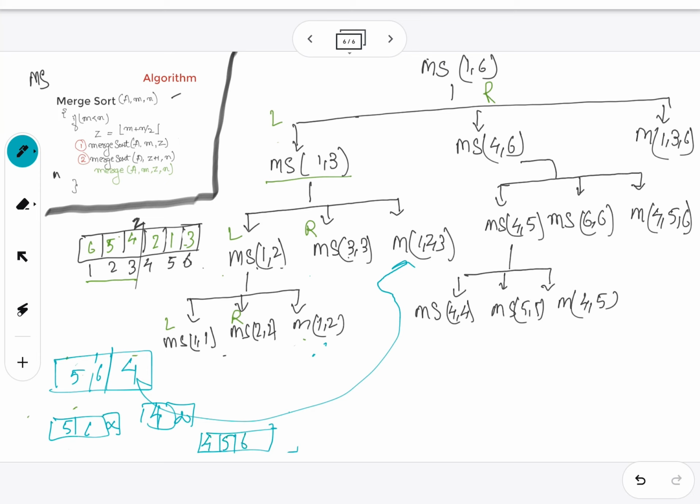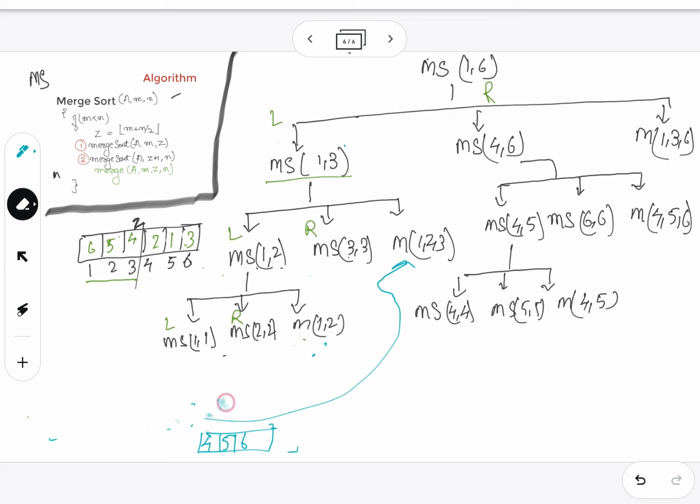So after return, after this part is executed, what will we have? A left array of it. What does this left array mean? Here left array means the final part of the main array. So after calling this, we have this left array which is sorted.